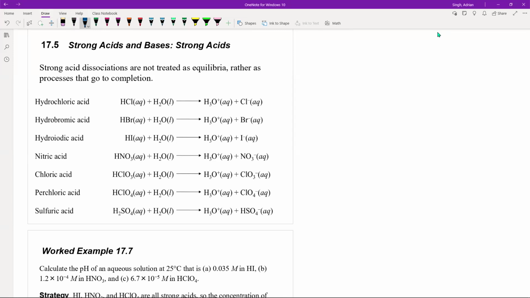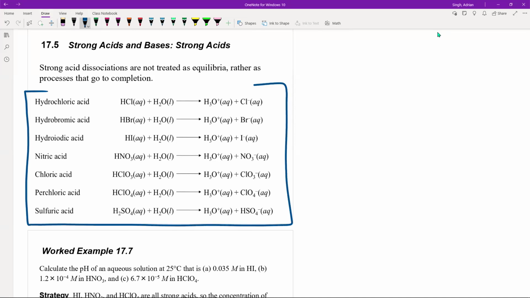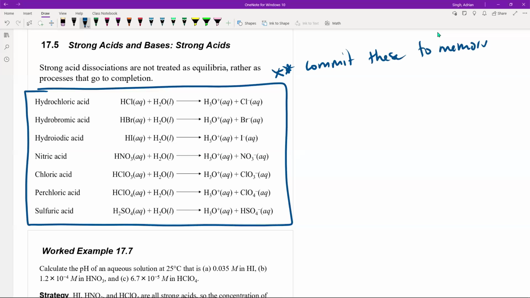So I'm going to list and highlight this table here. And we're going to say these are names that we need to know, to commit these to memory. There are many acids. Very few of them are strong acids, and you need to know them. Commit these to memory, both the names and the formulas for these.